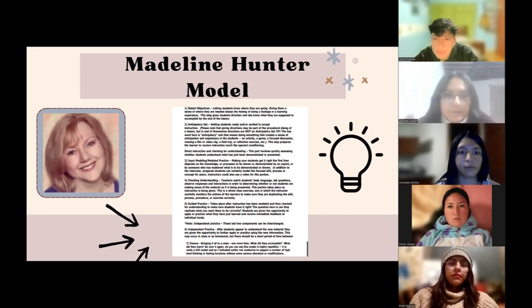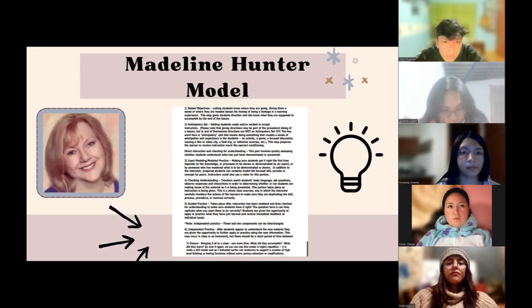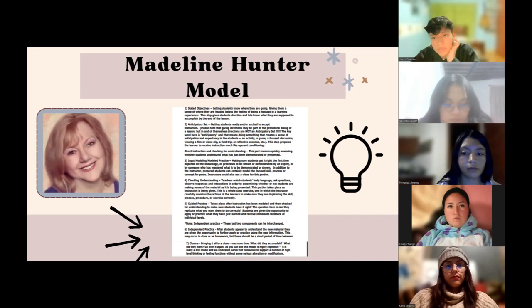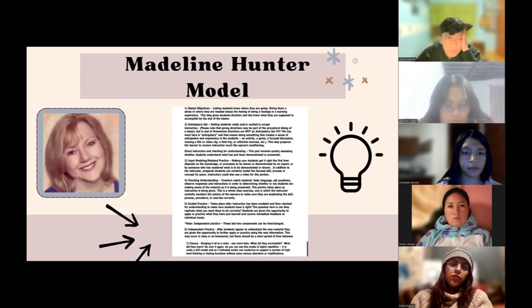The third step is the input, modeling, or modeling practice. Here, we focus on making sure that the students get it right the first time, by demonstrating the knowledge by an expert or by someone who has mastered what is demonstrated or shown. Also, here the instructor prepares students who can model the focus skill, process, or concept for peers, and the instructor could use a video for this part.